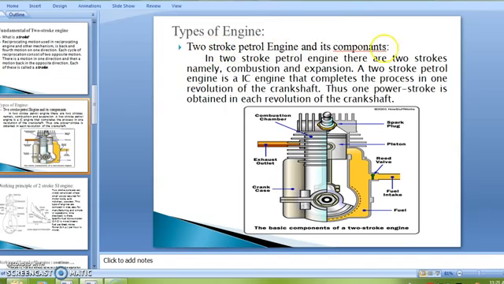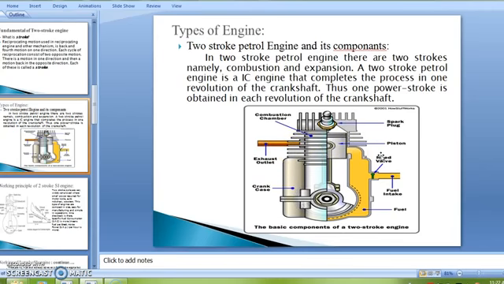Two-stroke petrol engine and its components. Now in this diagram the detailed components of the two-stroke petrol engine are given. In the two-stroke petrol engine there are two strokes, namely compression and expansion. A two-stroke petrol engine is an IC engine that completes the process in one revolution of the crankshaft. Thus, one power stroke is obtained in each revolution of the crankshaft. This is the detailed diagram where the components of this engine are shown. As we have seen in the previous presentation the function of the spark plug, exhaust and crankcase, we have already seen. Now these are the detailed components of the two-stroke petrol engine.